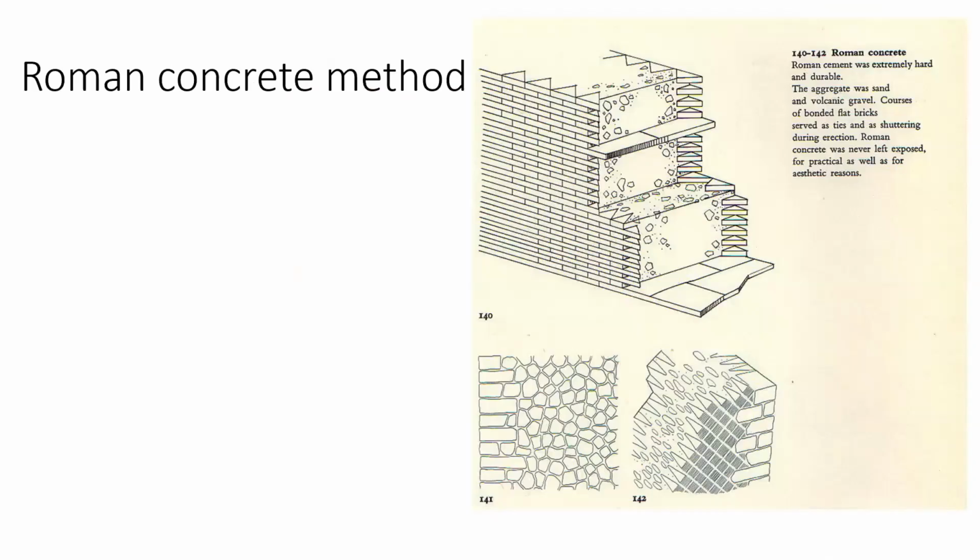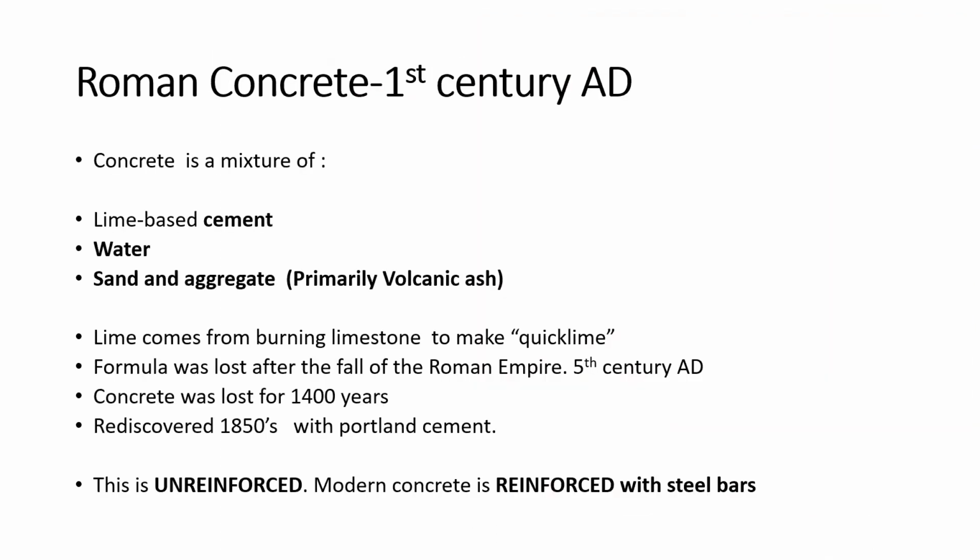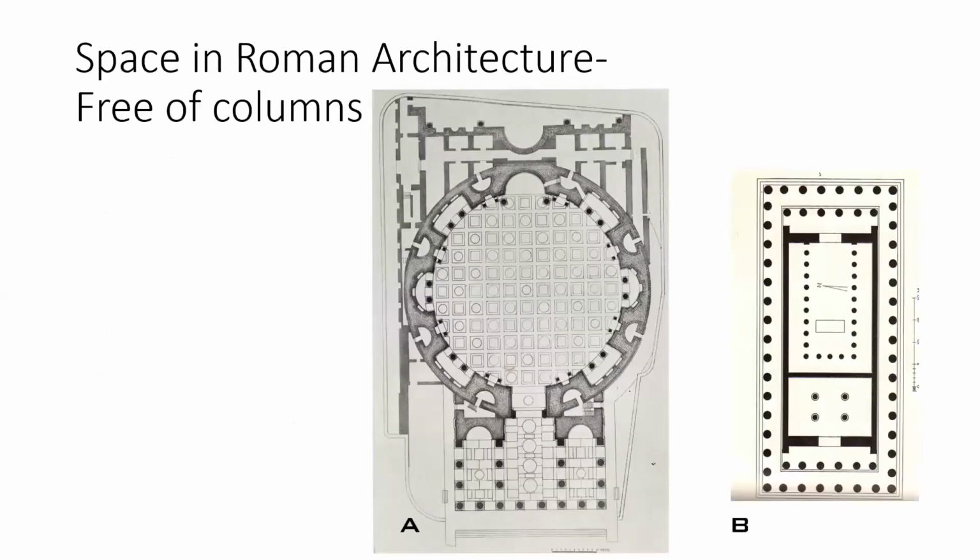So Roman concrete, look at that, masonry walls filled with early primitive concrete. So when you see a Roman brick wall, it's filled with concrete. Roman concrete is really a mixture of primarily volcanic ash, water, and lime-based cement. And when Rome was sacked by the Visigoths in 400 AD, the formula for concrete was lost, so we went back to building with masonry as stone.